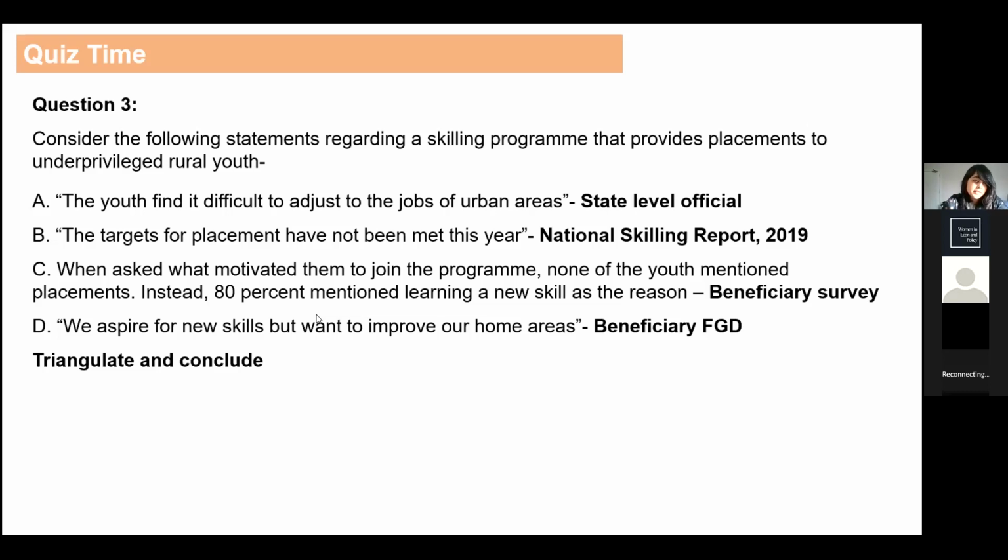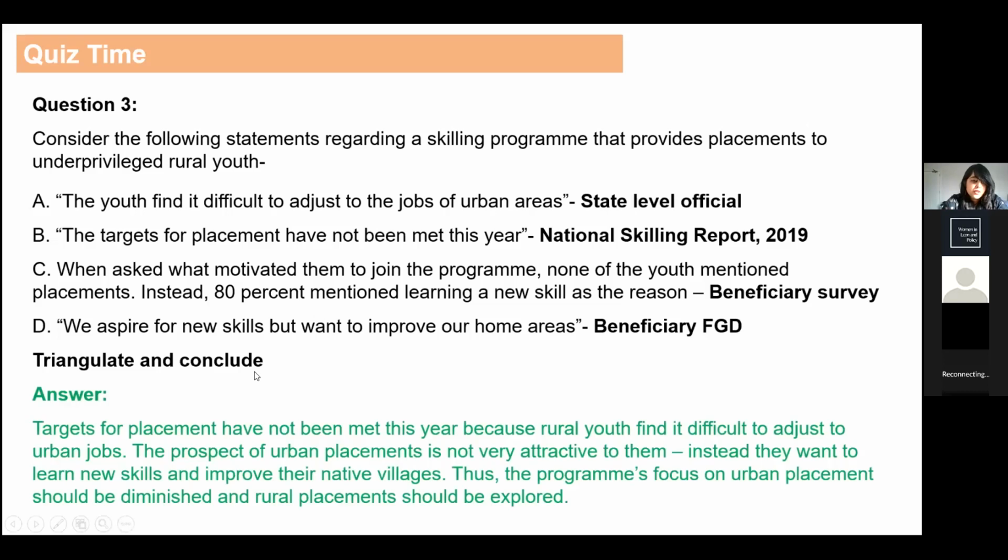Okay, Zehra, excellent work. Youth from the rural areas are reluctant in taking up jobs in the urban areas, but would want to take up fresh skills to work in their local areas. All right, fabulous, excellent. Absolutely well done. So if you look at it, we start with what we get from the National Skilling Report. We say that the targets for placement have not been met this year because the rural youth find it difficult to adjust to urban jobs.